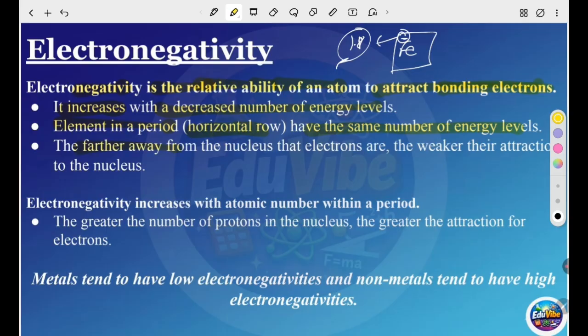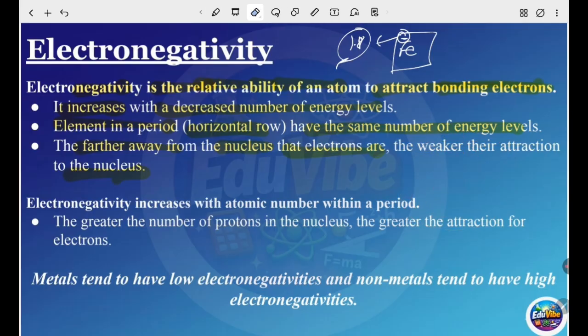The further away from the nucleus, the weaker the electrons' attraction to the nucleus. So if an element has, for example, a maximum of 5 energy levels, the farther the electrons are from the nucleus, the weaker the attraction they have.